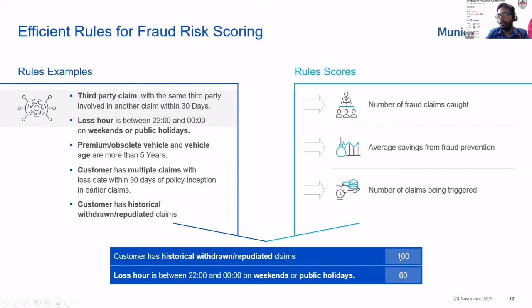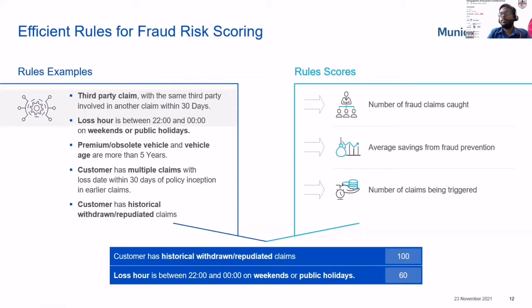To derive this rule score, we use factors like how many fraud claims it is capturing, what savings it is bringing from the previous historical data, and how many claims are getting triggered because of this rule. We consider this and apply a weighted algorithm to come up with the final risk score, so that each rule doesn't have the same weightage. Based on the data and the portfolio, each rule has a different risk score.